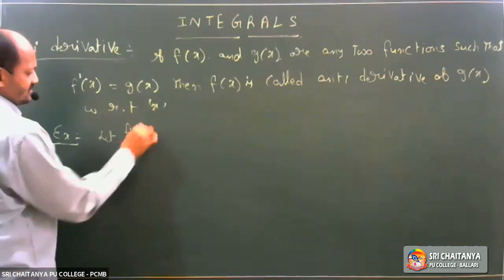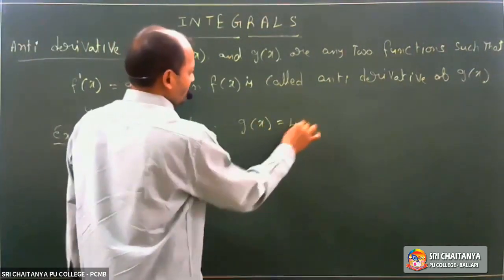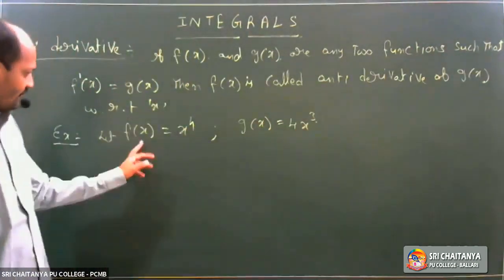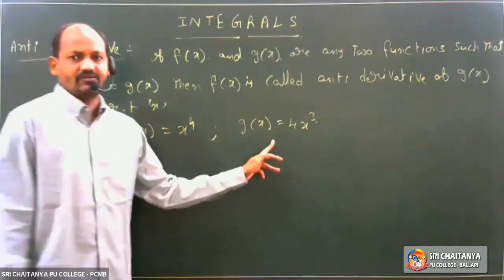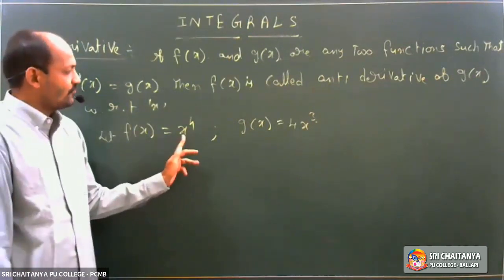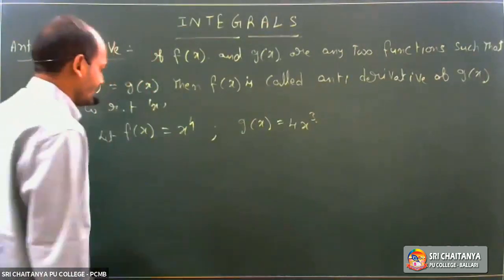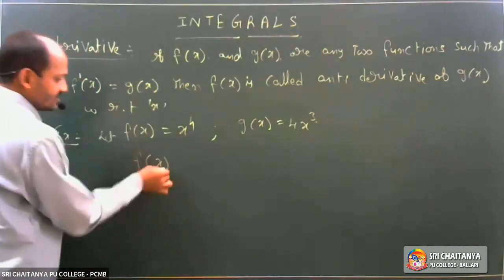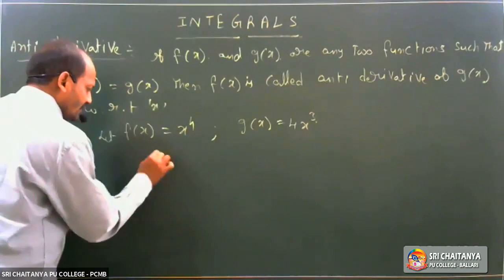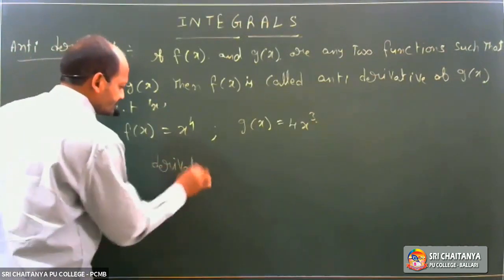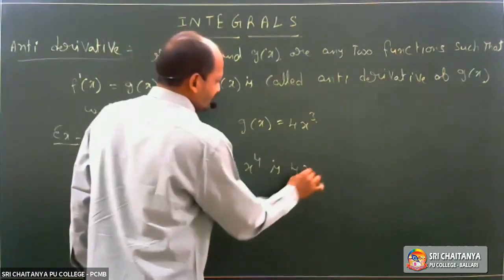For example, let f of x is equal to x power 4 and g of x is equal to 4x power 3. F of x and g of x are two functions. F dash of x is equal to g of x. What is the derivative of x power 4? 4x cube. So f dash of x equals g of x. Then f of x is called an antiderivative of g of x. Here the derivative of x power 4 is 4x cube.